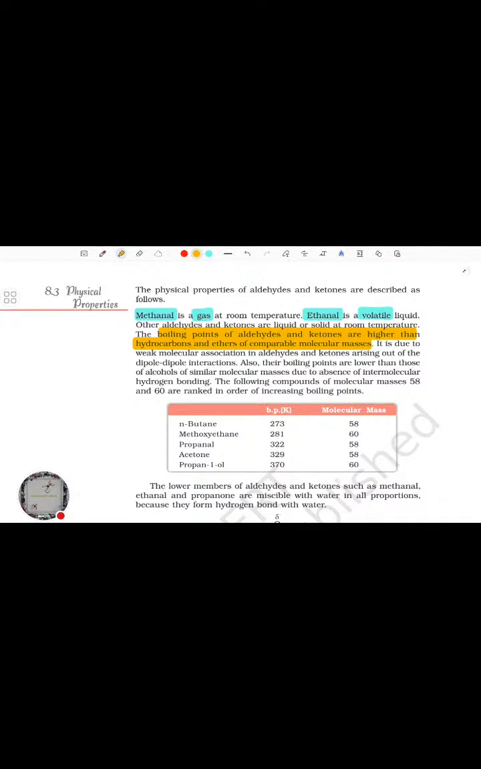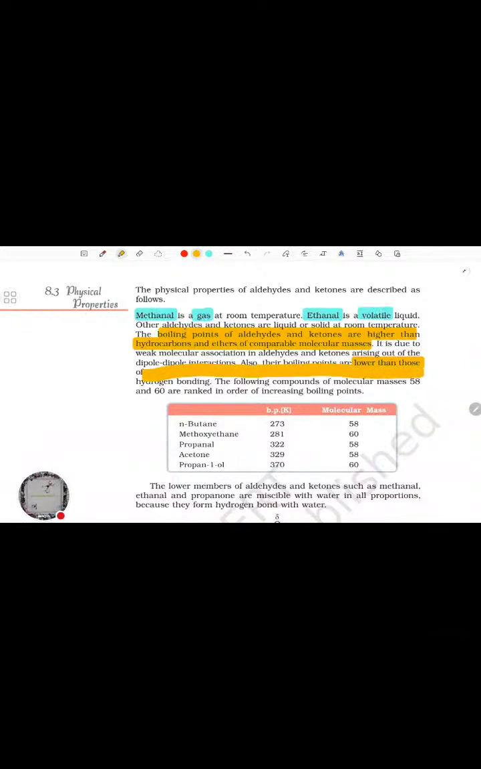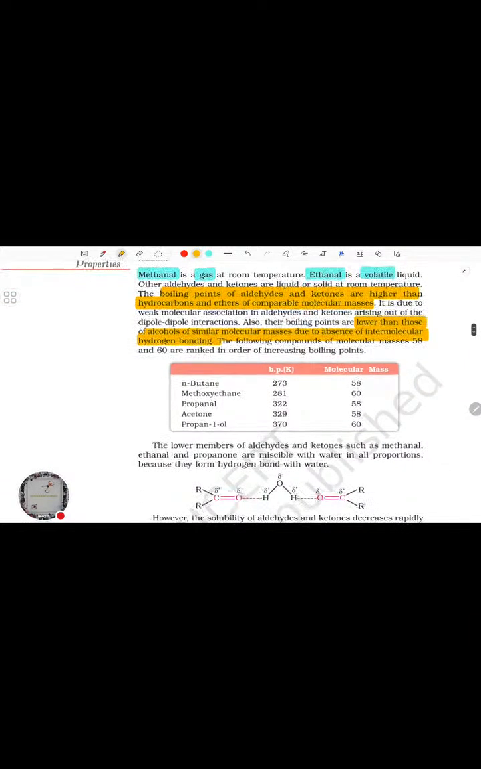The boiling point is lower than alcohols of similar molecular masses due to the absence of intermolecular hydrogen bonding. The following compounds of molecular masses 58 and 60 are ranked.